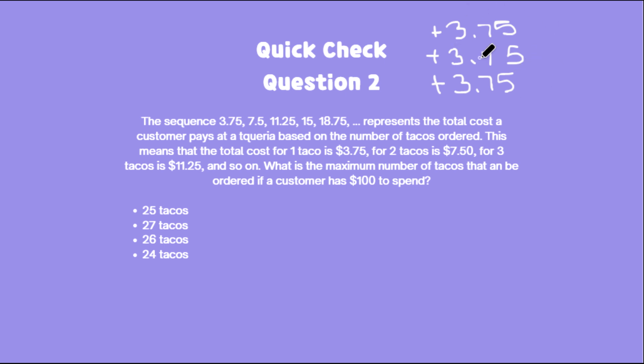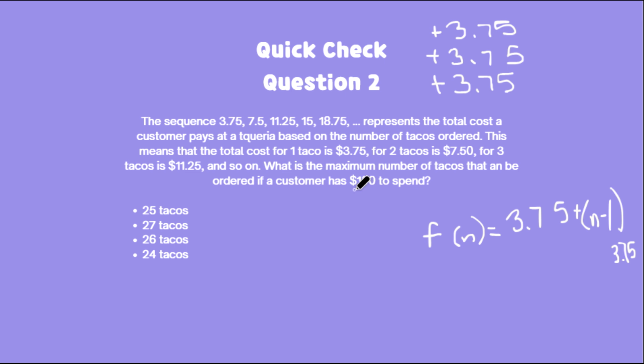So from this, we can make a formula, which is what I would choose to do. The formula for an arithmetic sequence is going to end up being f of n is equal to a1, which is your initial term, which is 3.75, plus n minus 1 times your difference, which is 3.75. Sorry, I ran out of room. Okay. So this is what your formula would look like.